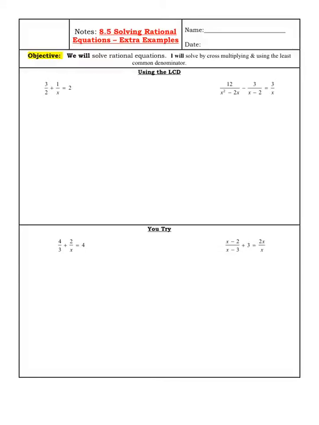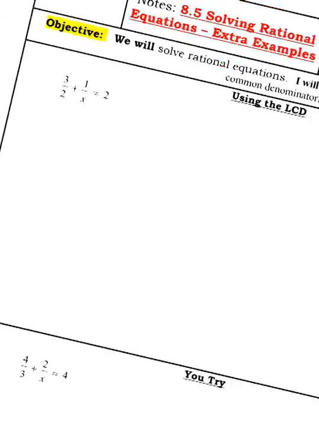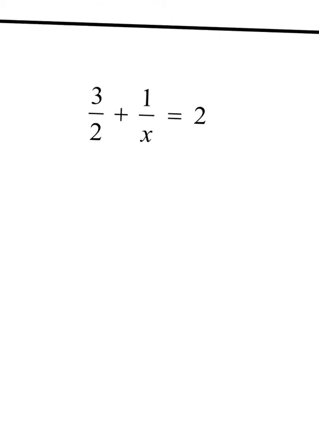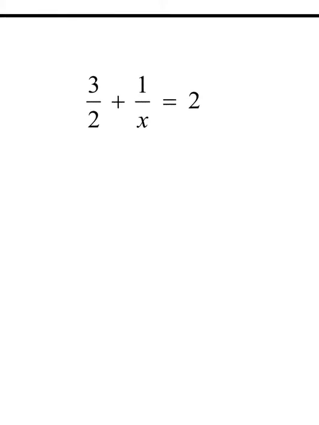So we're going to start off with this one. You might be able to solve it in your head. 3 over 2 plus 1 over x equals 2. If you're bad with fractions, you might be like, oh, I don't know what to do. But 3 over 2 is 1.5. So 1.5 plus what number is 2? Well, that would be 0.5. So I know the answer is going to be 1 over 2.